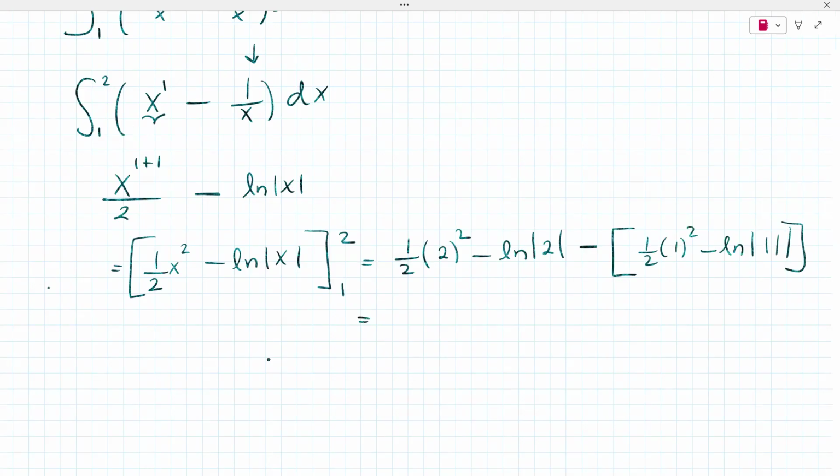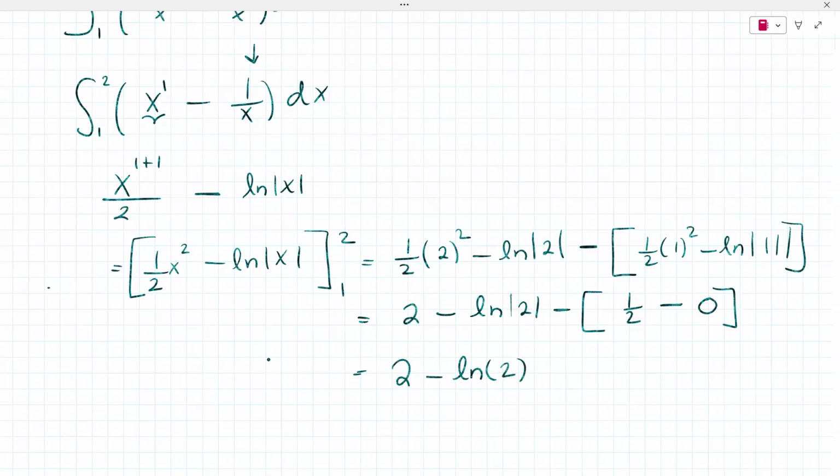2 squared is 4, times 1/2, that's 2, minus ln of absolute value of 2, minus 1 squared is 1, times 1/2, that's 1/2, minus ln of 1, which is really just 0. Okay, so this is going to be 2 minus ln of 2. Well, I know that 2 is positive, so I don't have to put the absolute value. And then distribute this minus, so this is negative 1/2, and then this is 0.